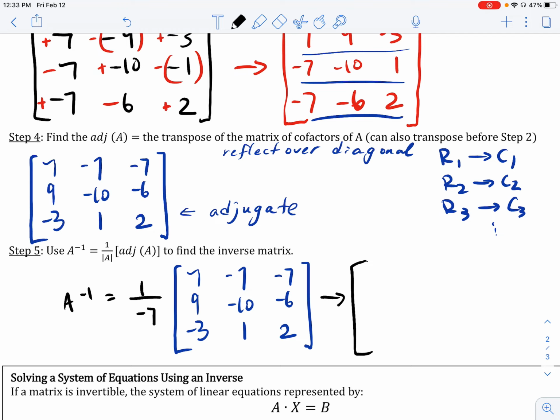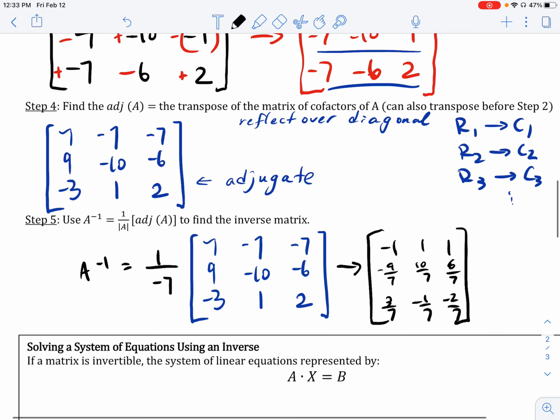So -1/7 times 7 should be -1. -1/7 times -7 should be +1. Again, +1. And we're just going to go through and do the rest of these. So I give you 10 over 7 and 6 over 7. It's going to kind of bother me that I went with a diagonal fraction there and kept it vertical everywhere else. We have 3 over 7, -1 over 7, -2 over 7. This, my friends, is the inverse matrix.